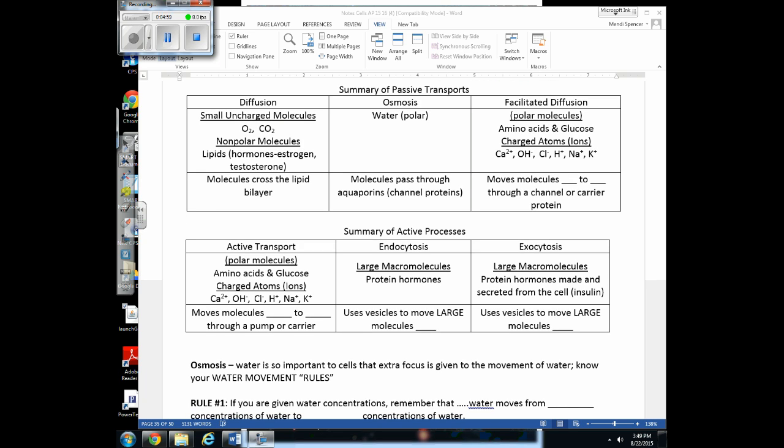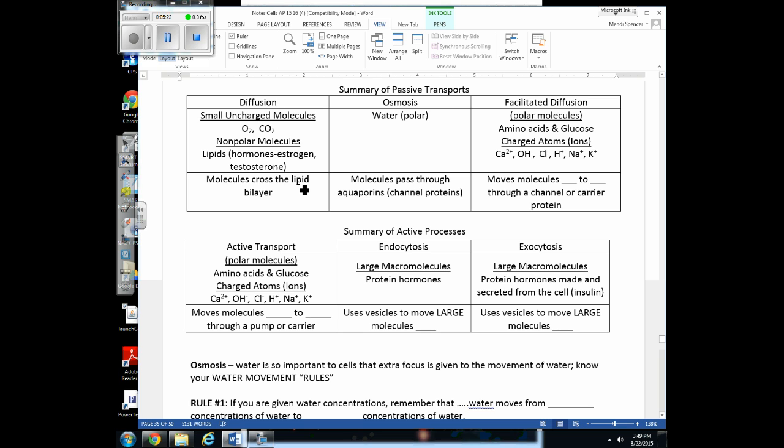After going through that information, I should be able to remove all the text from these boxes, and you should be able to fill in this information. So I've just summarized the type of molecules that are moving by diffusion, osmosis, and facilitated diffusion, and how these substances are crossing the membrane. Either they're going through the lipid bilayer, or maybe they're going through a transport protein.